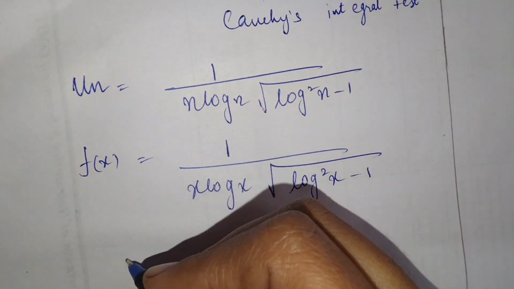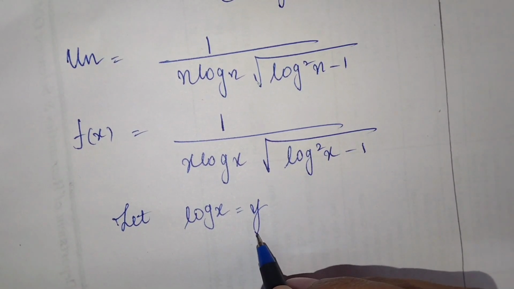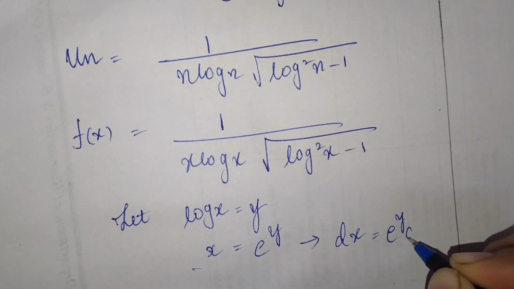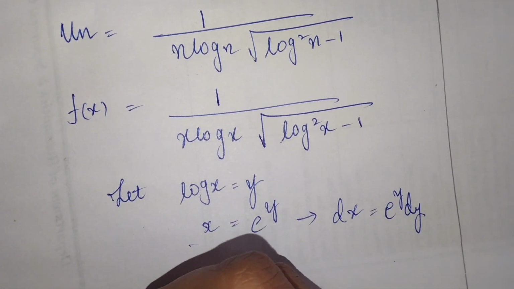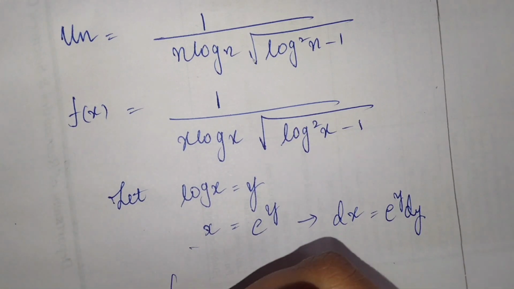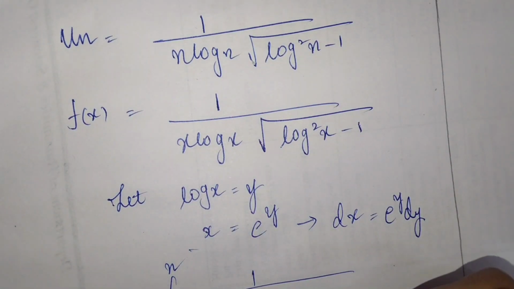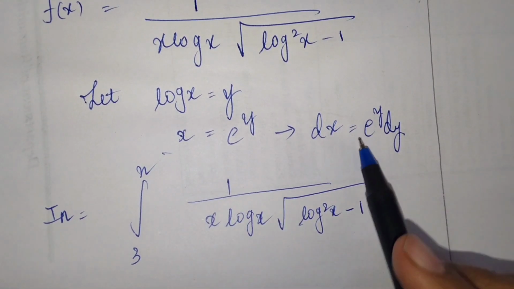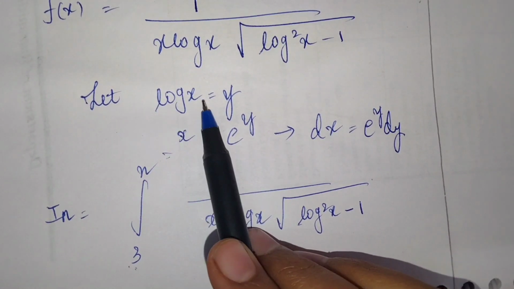Now here we can assume that let log x be y, so that we can easily solve the example. Okay, so take log x equal to y, and so we can write x equal to e raised to y, and differentiating both sides we get dx equal to e raised to y dy. And also the limits will change. In the integral In, our limits will also change. First it was 3 to n, I am writing it as it is, then I will put all these values. Now if I put all these values, then the limits will also change. That is, whenever x is 3, and if we convert it into the y form, then here we will get the limits log 3 to log n.